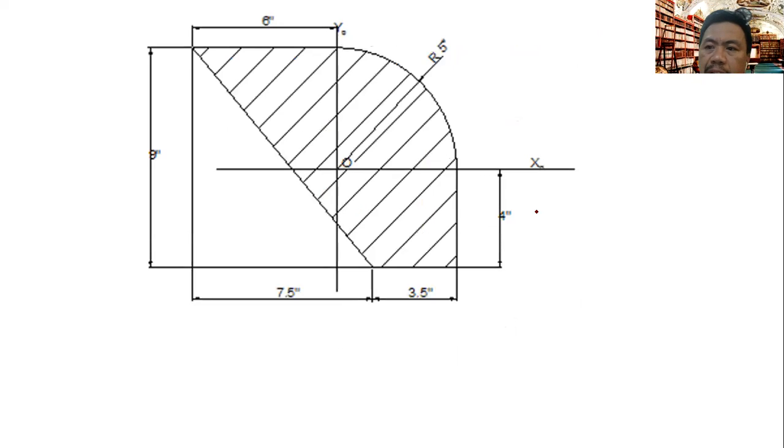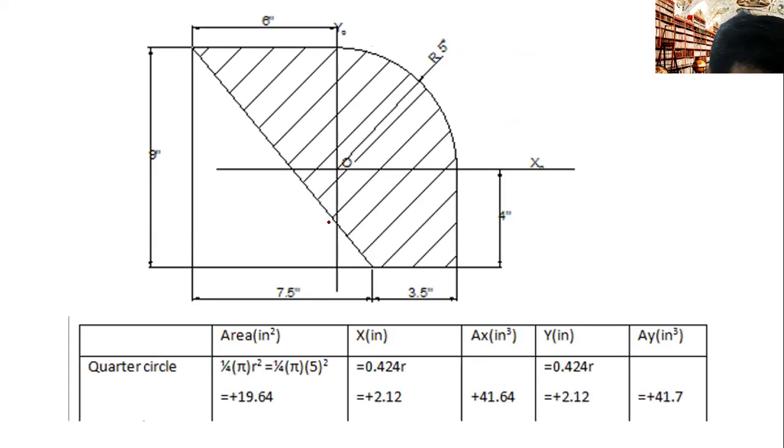So if you have this area, you need to identify first each of the parts. We will make it as simple as this. Compute for the quarter of a circle. The area of the quarter of the circle is just 1/4 of the area of a circle, so it's 1/4 pi r squared. Here r is given to be 5, so we can compute the area.